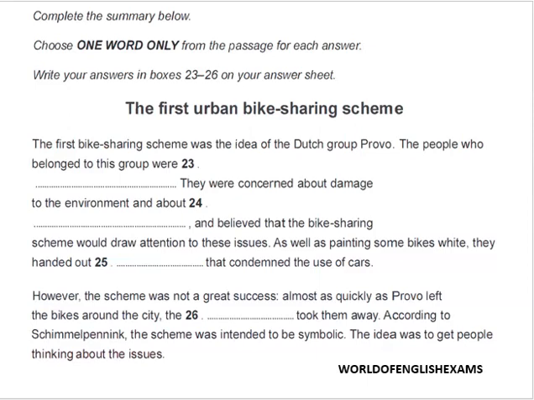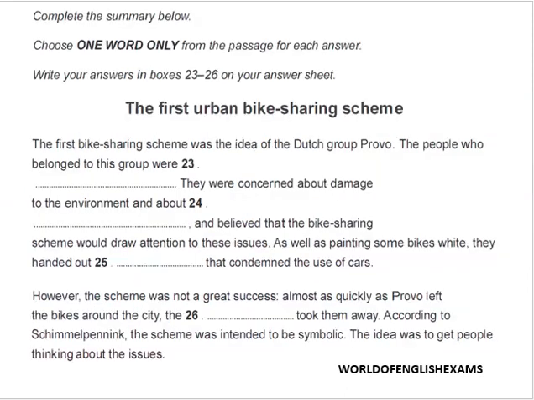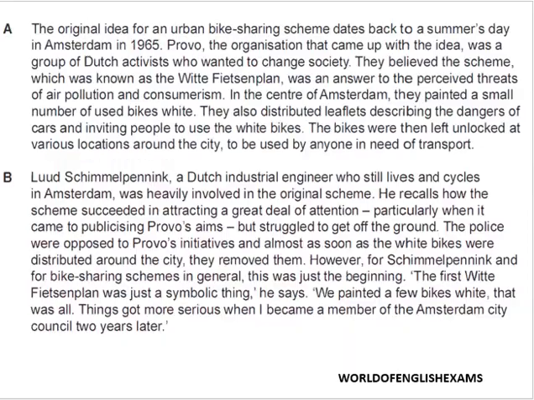And believed that a bike sharing scheme would draw attention to these issues. As well as painting some bikes white, they handed out, which is nothing but they gave. So what did they give? Along with painting the bikes white in color. So in the center of Amsterdam, they painted a small number of used bikes white. They also distributed, which is nothing but handed out. What did they hand out? Leaflets. So what is the answer for the 25th question? Leaflets that condemn the use of cars. Okay, so that said no to cars.